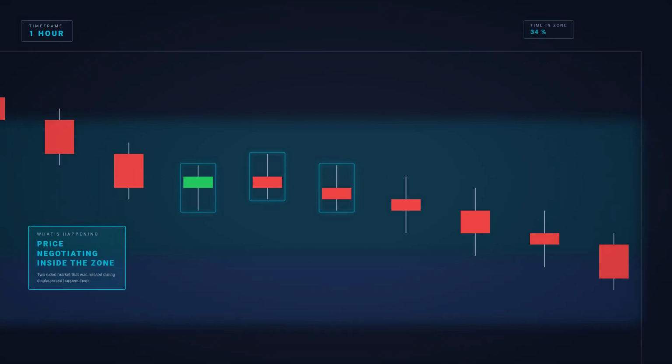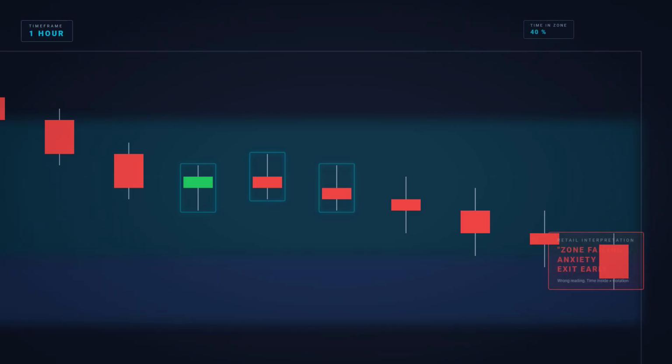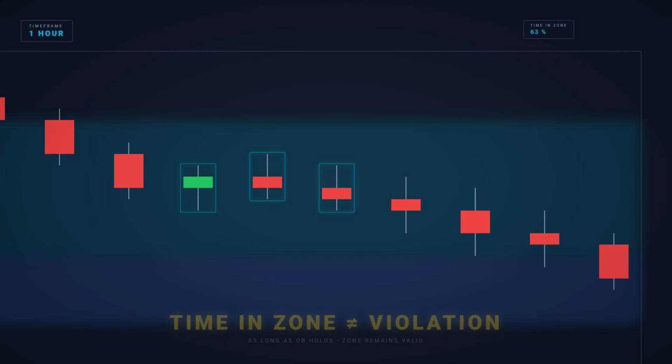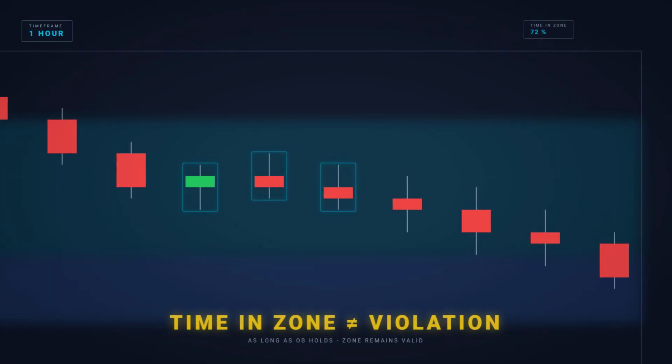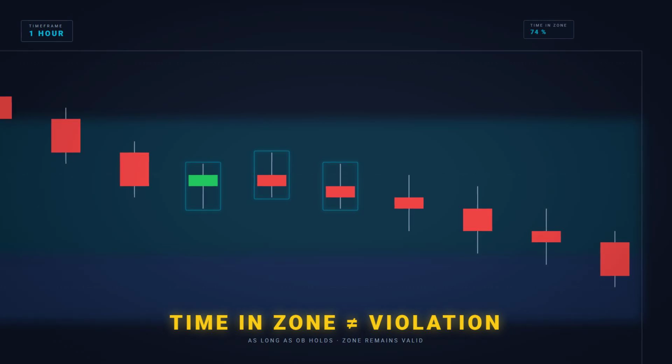This is important to understand because many traders see price entering a zone, spending time there, and interpret it as the zone failing. They get anxious. They wonder if the setup is wrong. And sometimes that anxiety causes them to exit before the actual reaction occurs. Spending time in a zone is not the same as violating it. As long as the order block itself, the structural origin of the move, has not been closed below on a meaningful time frame, the zone remains valid.